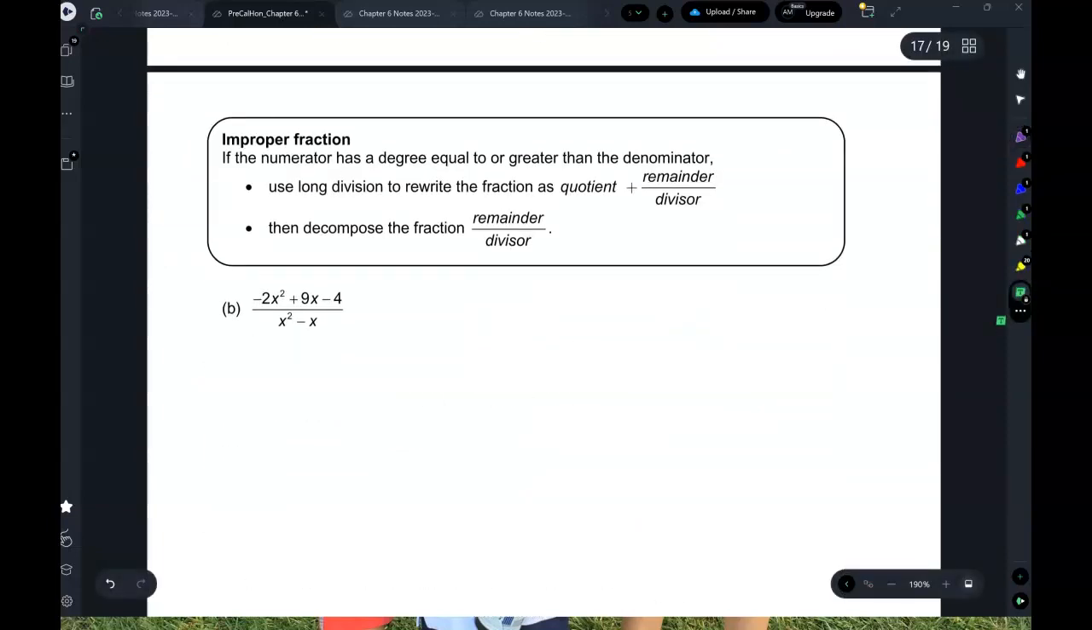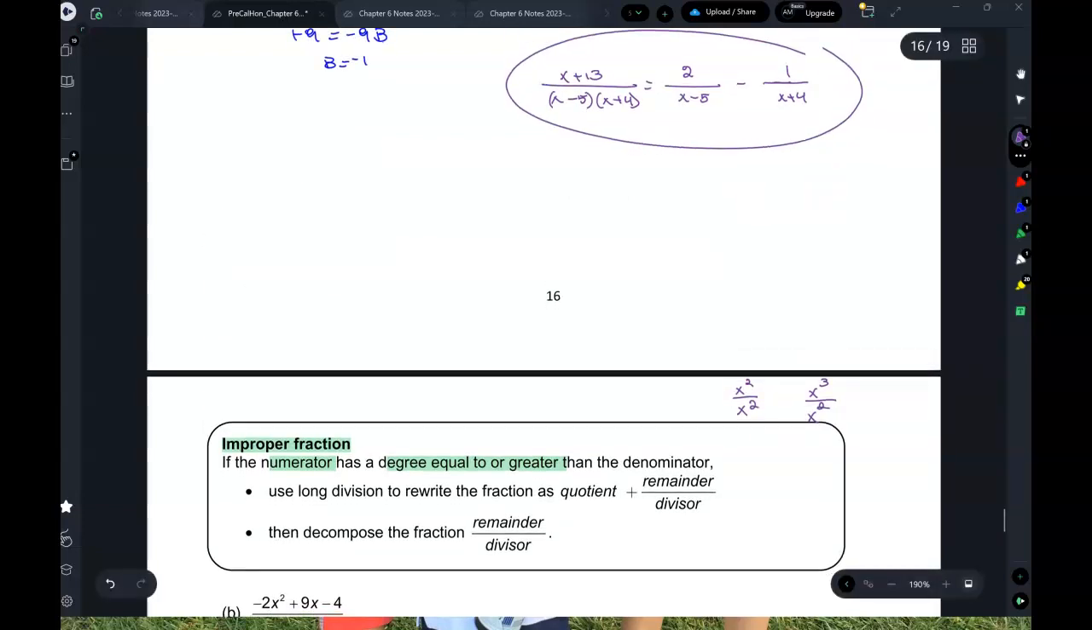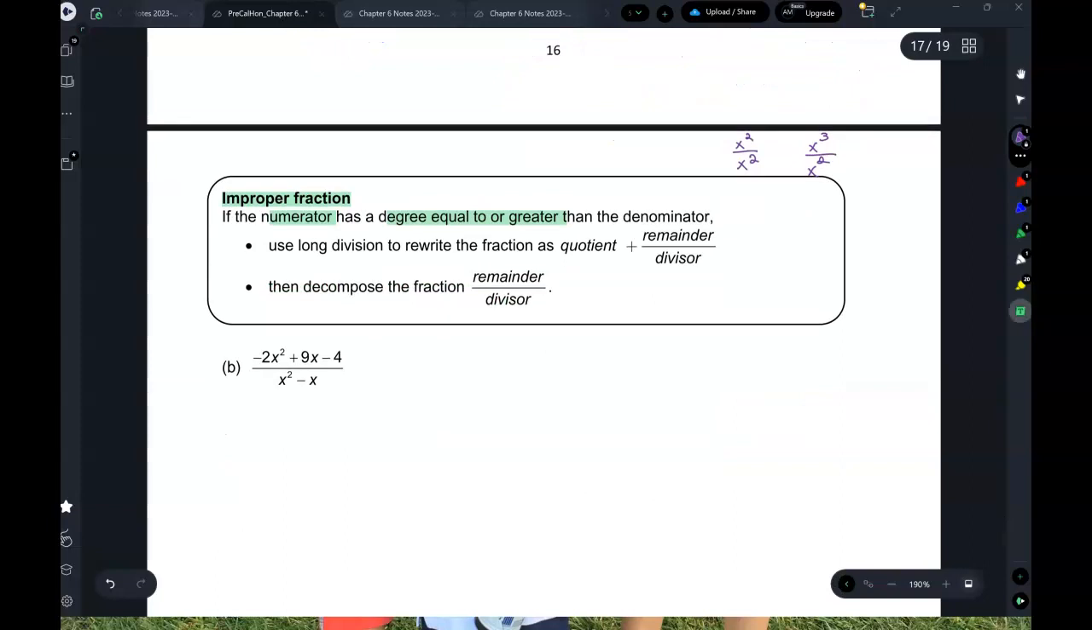Okay, what if you have an improper fraction? What does it mean to have an improper fraction? That's if the numerator has a degree equal to or greater than the denominator. So for example, x squared over x squared, or x cubed over x squared. In that case, before you start this process, you have to first use long division to rewrite the fraction as quotient plus remainder over divisor.